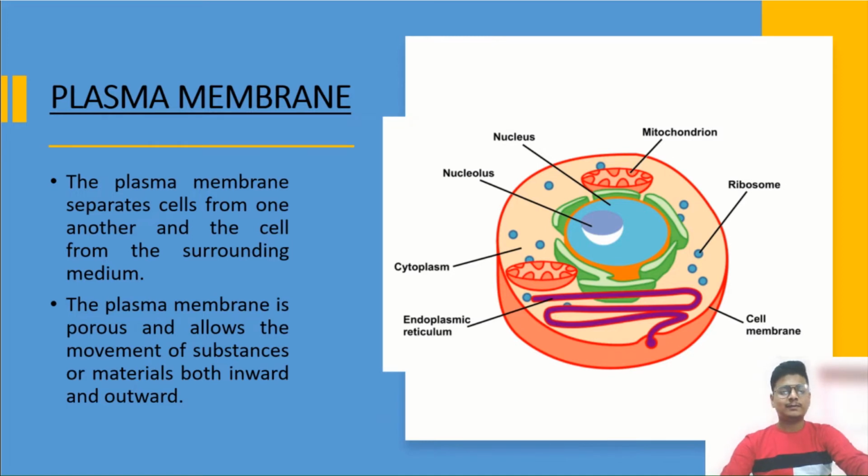What is the plasma membrane? The plasma membrane separates one cell from another, and the cell from the surrounding medium. The plasma membrane is porous and allows the movement of substances or material both inward and outward. Okay, inward and outward. The plasma membrane is this red colored portion which is after the cell membrane. Okay, students, are you clear with this?